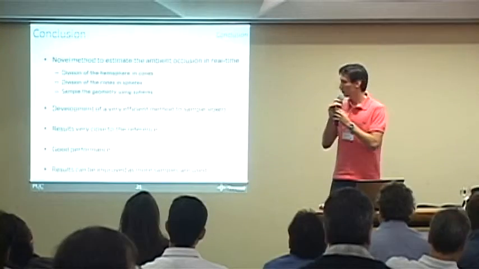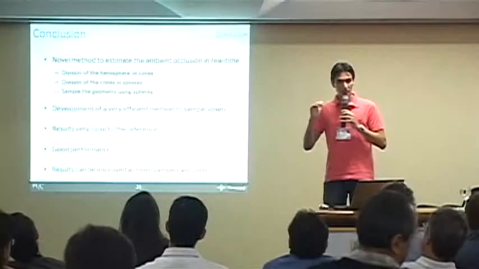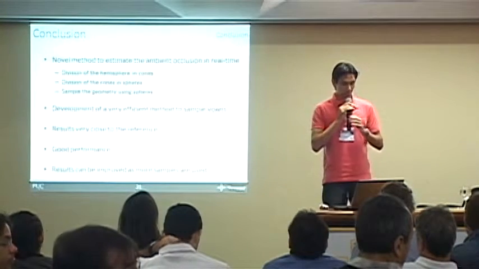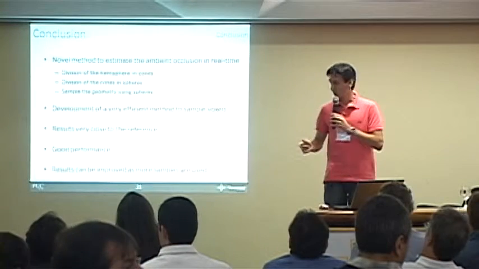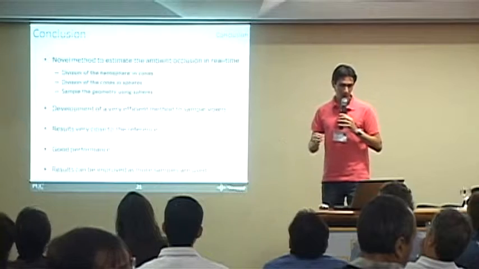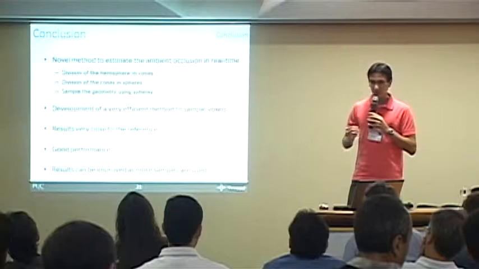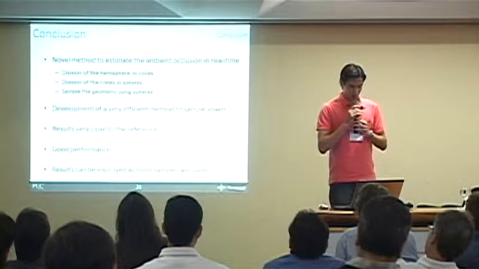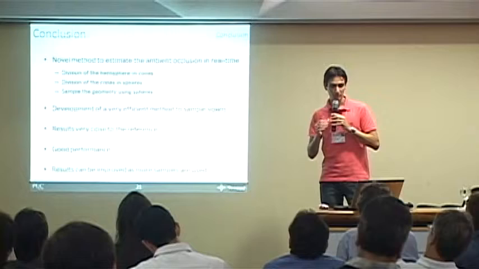Some of our conclusions. So we proposed a method to estimate ambient occlusion in real time. To do that, we divide the hemisphere in cones. We divide each cone in spheres, and we proposed a very efficient method to sample the geometry using spheres. So I think this is our great contribution. Our results show that we are very close to the reference, and we have good performance even compared to screen space methods. And we can say that our results can be improved even more if we use more samples.